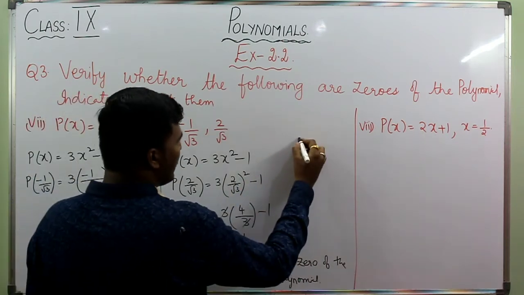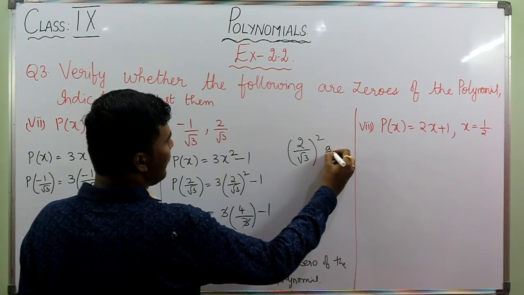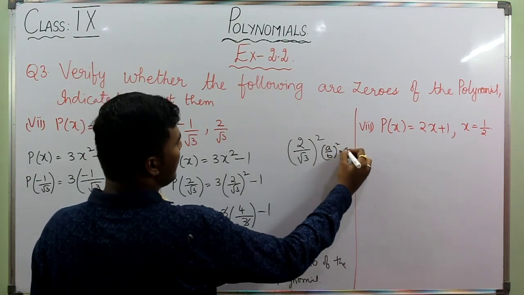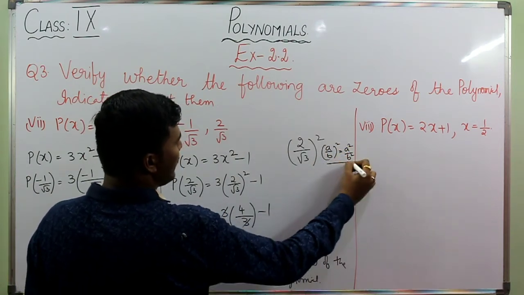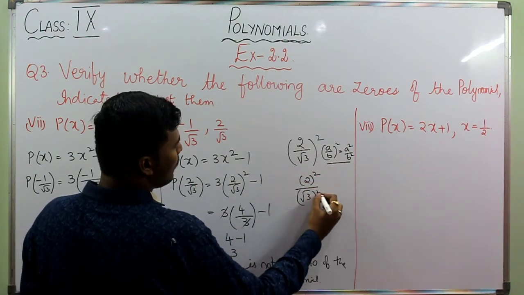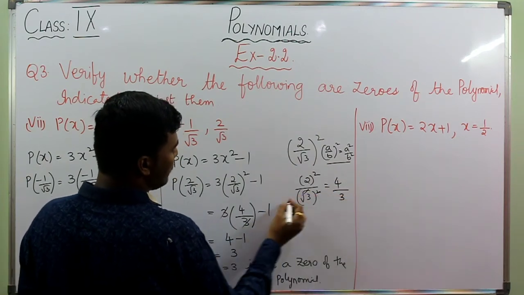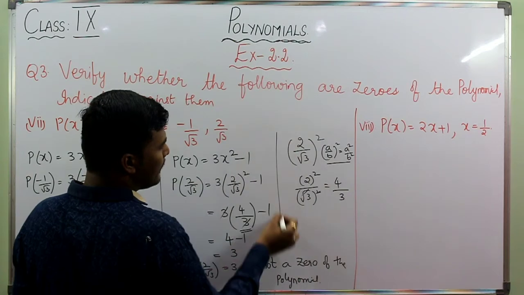Okay, see here I have it as 2 by root 3 whole square. It is in the form of a by b whole square, which I can write as a square by b square. That means it will become 2 square by root 3 whole square. 2 square will become 4, and the square and root get cancelled, leaving 3. So this is how I got 4 by 3 here.